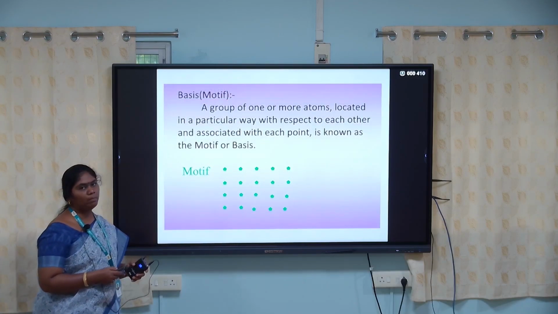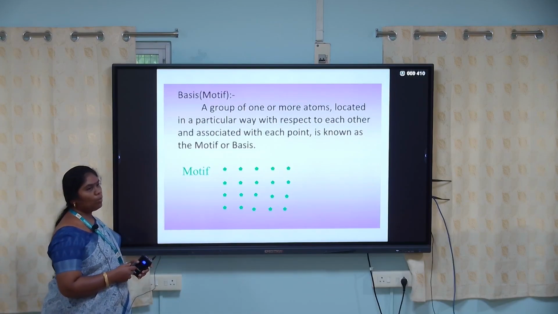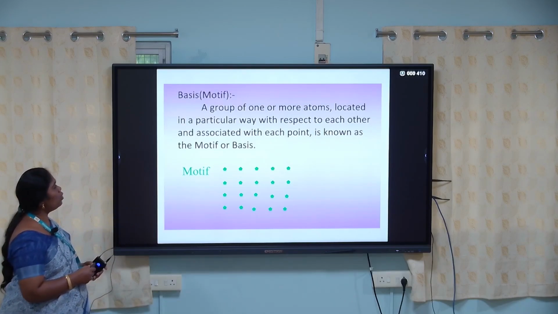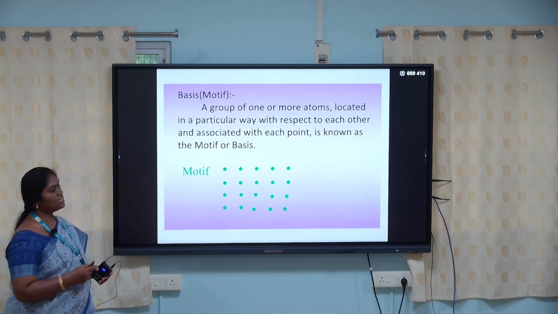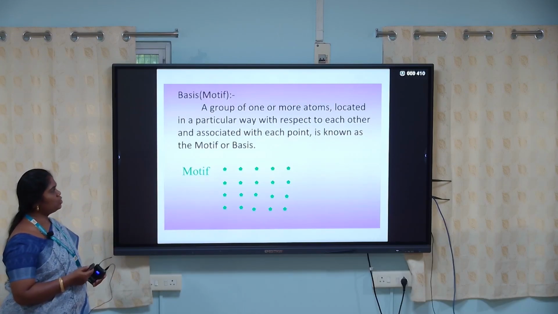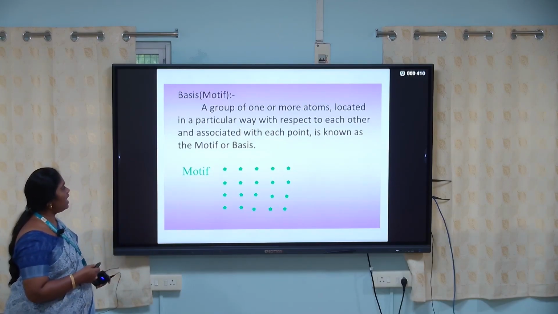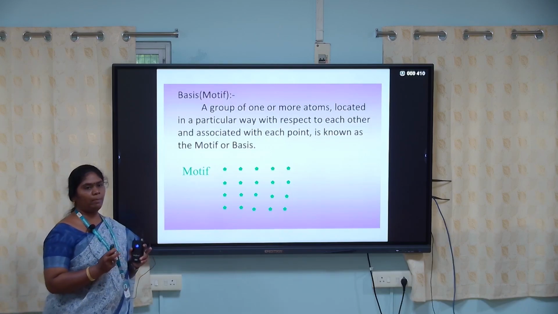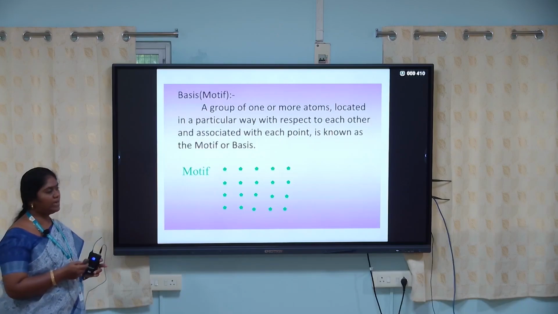Basis. Basis can be called as motif. So motif is also called basis. So a group of 1 or more atoms located in a particular way with respect to each other and associated with each point, that is known as basis. So here you can see the arrangement of basis, that is the group of atoms located in a particular arrangement, that is called motif or basis.